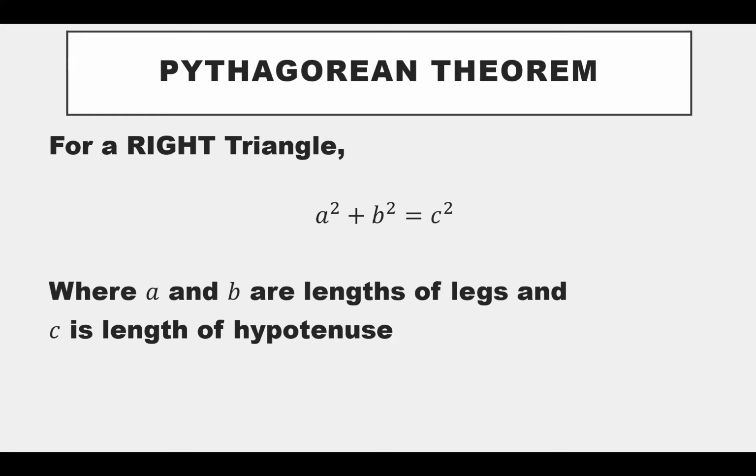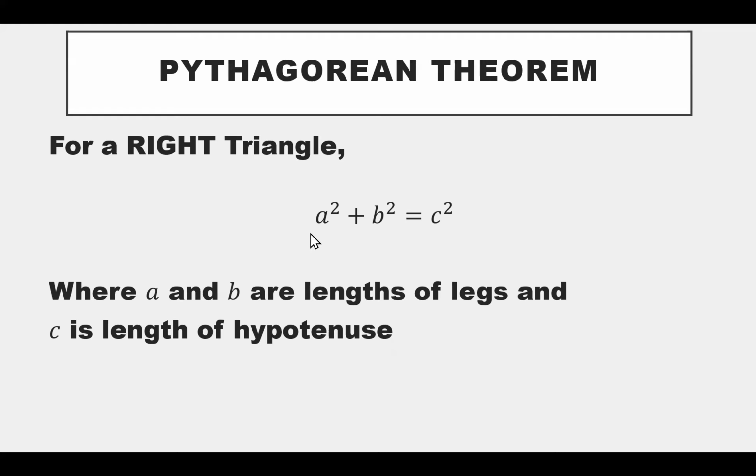The nice thing about that is that we have something called the Pythagorean theorem. And it says whenever we're dealing with a right triangle, I get this relation that says a squared plus b squared is equal to c squared, where a and b are the lengths of the legs of the right triangle, and c is the length of the hypotenuse of the right triangle.